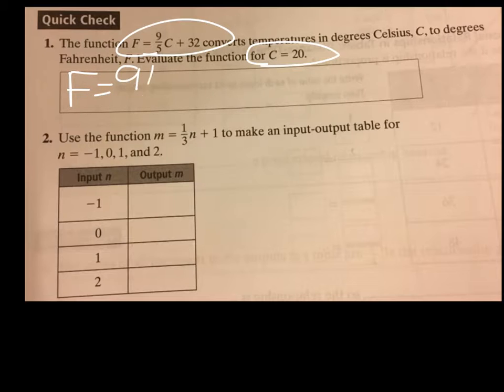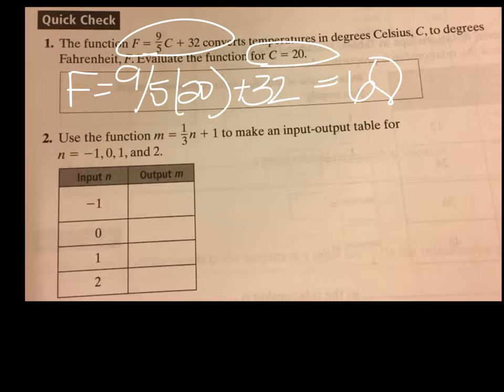F equals 9 over 5C, but in place of C I'm going to put 20, plus 32. You can put that in on your calculator. The b over c button does fractions for you. If you put that in your calculator, it should give you 68. So we were only evaluating for that one number. That was it. We didn't have to evaluate for anything else.